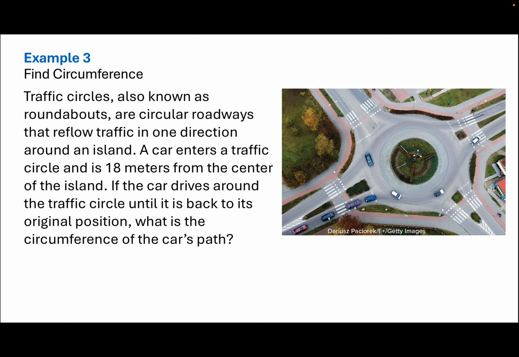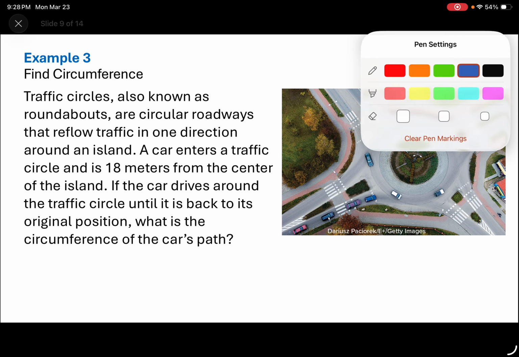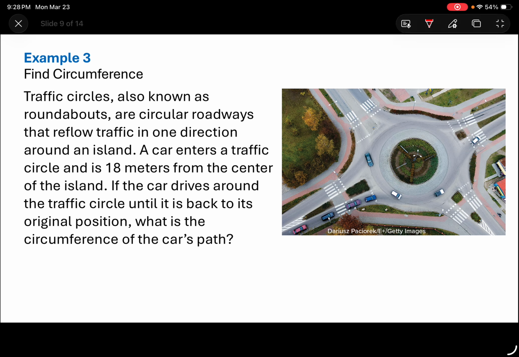On to example 3. If we have something called a traffic circle, then we're looking for, see if I can get a color that will show up here nicely. Let's try the orange. A traffic circle or a roundabout is a circle that will help you avoid getting a head-on collision. And so this particular roundabout has a place where a car enters the circle that's 18 meters from the center. So from the center to the car is 18 meters.